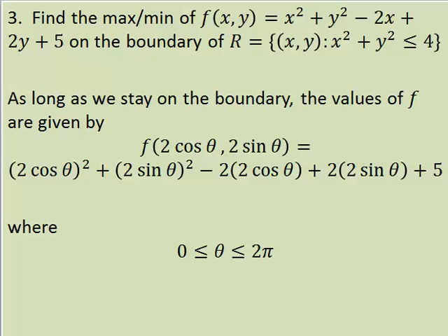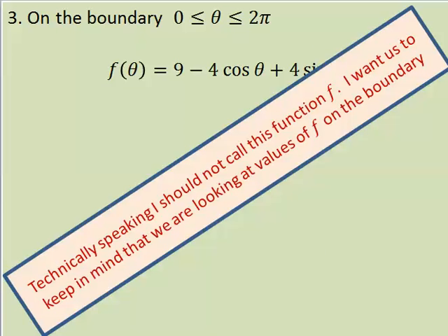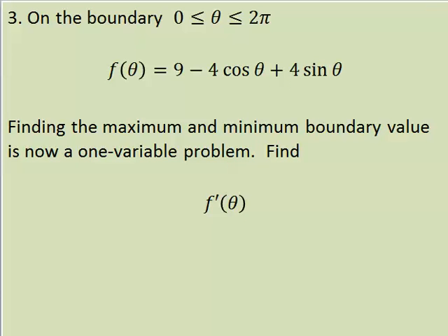The function looks rather ugly, so we need to clean it up. This is what I get for the cleanup. Technically speaking, I should not call this function f. However, as long as we stay on the boundary, each point x, y can be written in terms of theta. And so f on the boundary can be viewed as a function of one variable theta, reducing our problem to a single variable problem.